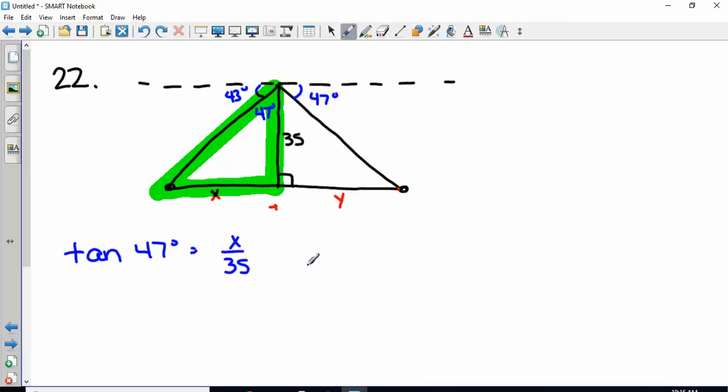Did you do that for that green triangle? Yeah, so that would be 90 degrees. Yes, because this is a horizontal, so it's still perpendicular to that. So then to solve for x, we can multiply over our 35. So x is 35 times the tangent of 47 degrees.